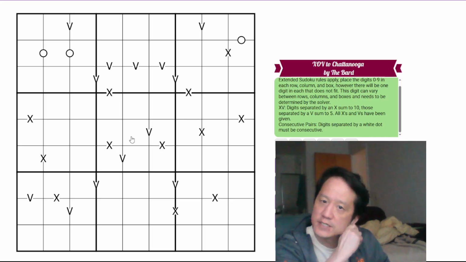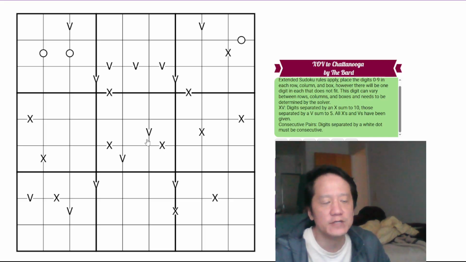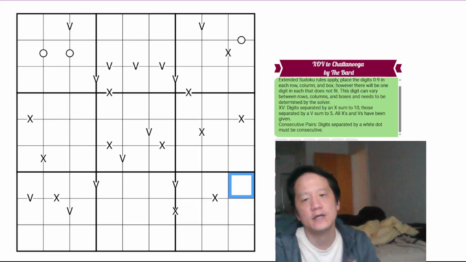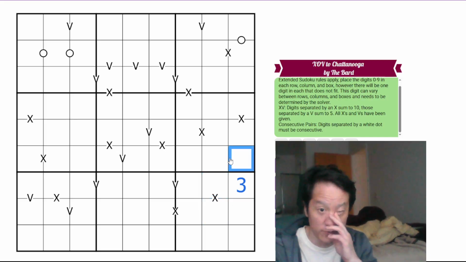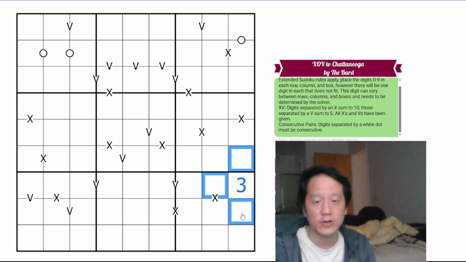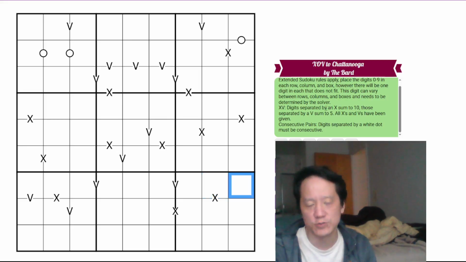So this is the negative constraint. That means if you, say, had a 3 here, these could not be 7 or 2. Because if there were a 2 in one of these 3 cells, there would have to be a V there. And if there was a 7 in one of these 3 cells, there would have to be an X between the 7 and the 3. And there are no X's there, so that's how you know. That's a negative constraint there.